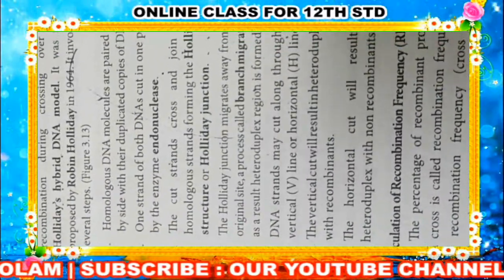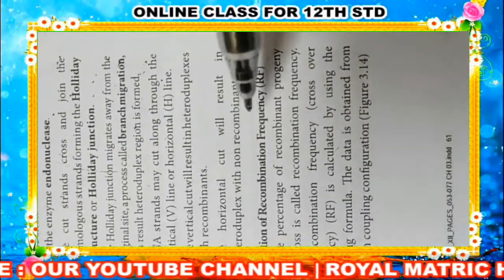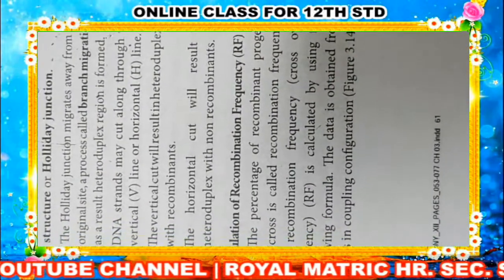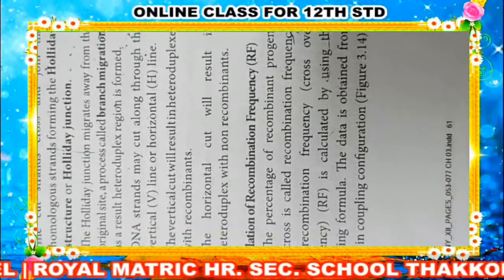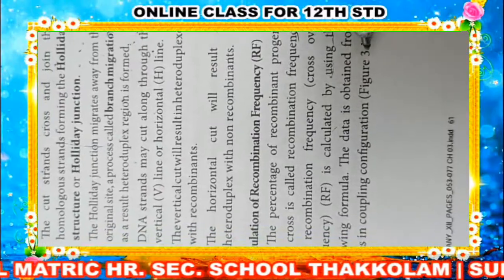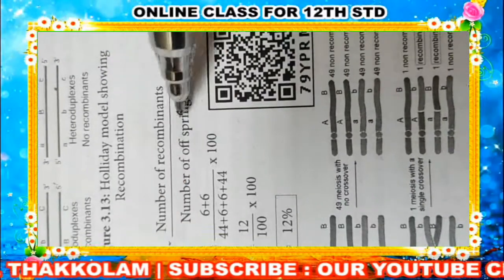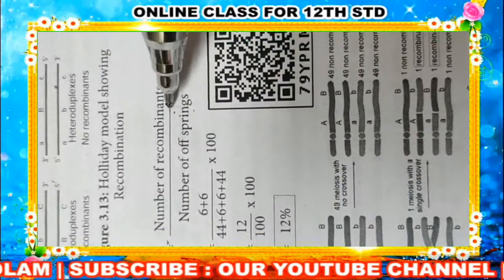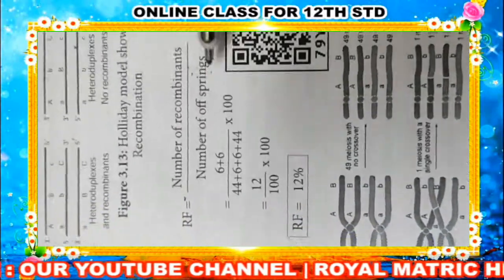And how do we calculate the recombinant frequency? The percentage of recombinant progeny in a cross is called the recombinant frequency. It is calculated using a formula, with data obtained from the alleles in coupling configuration. The recombinant frequency is equal to the number of recombinants we are getting in a cross divided by the total number of offspring.